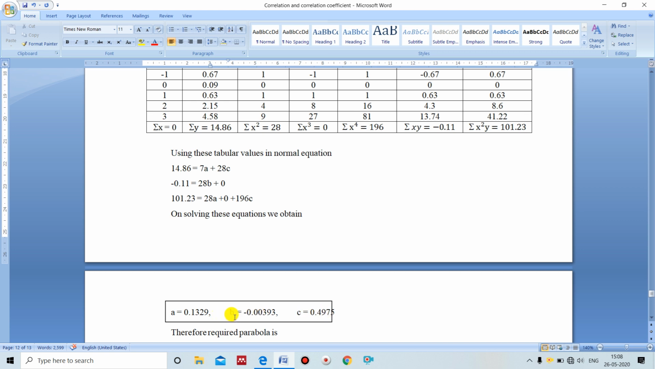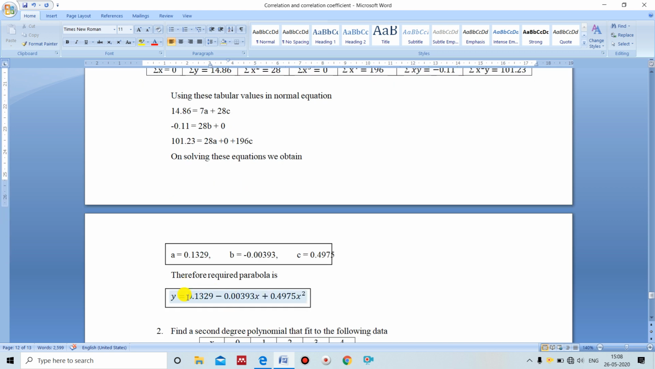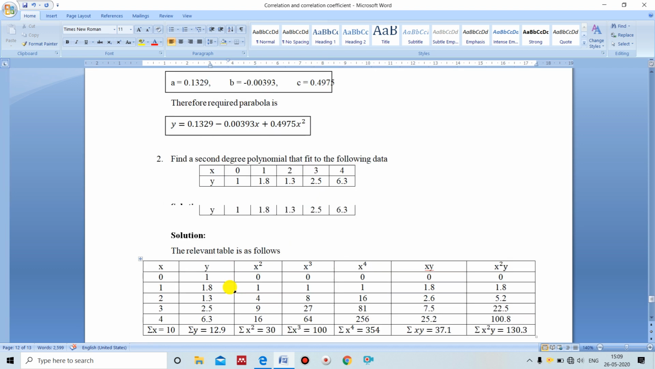Put the a, b, c values in the given parabola. So we get y equal to 0.1329 minus 0.00393 into x plus 0.4975 x square. So it is the best fitting curve among the given data. So by using the given data, we find the best fit curve, and this is a parabola. So let us solve one more example.